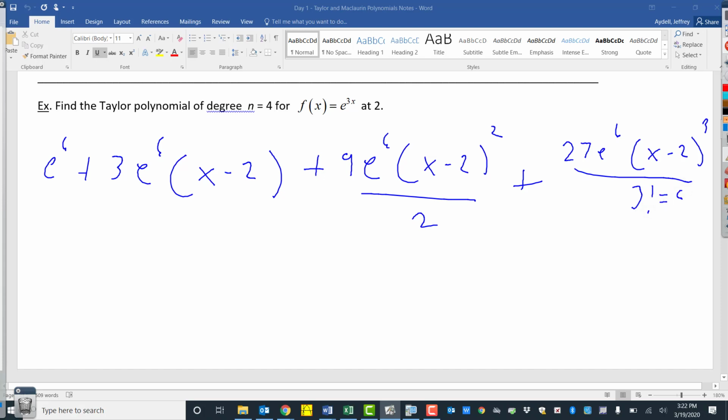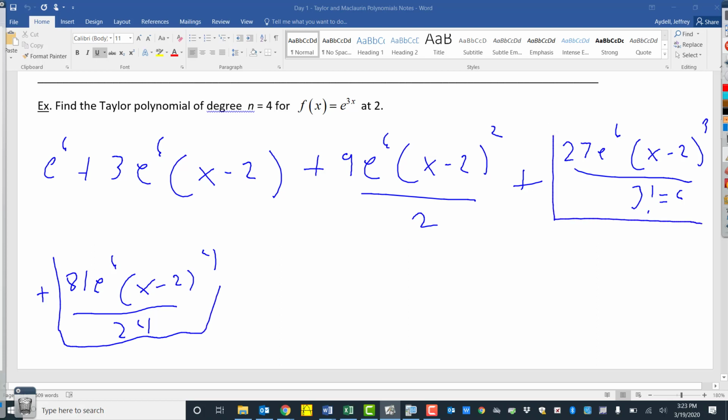And then we get to where I'm running out of space, so we'll add another line down here. That is 81e to the 6th times (x minus 2) to the 4th power over 4 factorial, which is 24. Now this one we can simplify a little bit. So we're going to simplify this right here and this right here, but that's about it. So 27 over 6 ends up giving us 9 over 2, so another 9 over 2 with that one.